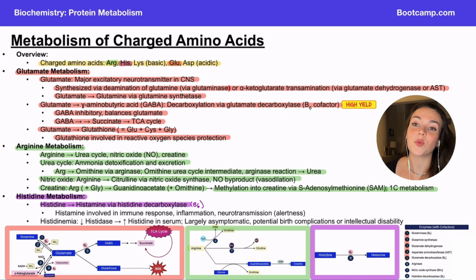And I'm sure you're already aware of the importance of histamine. Histamine is involved in the immune response, inflammation, and neurotransmission, including alertness. Anyone with allergies is already well acquainted to histamine and antihistamine medications.